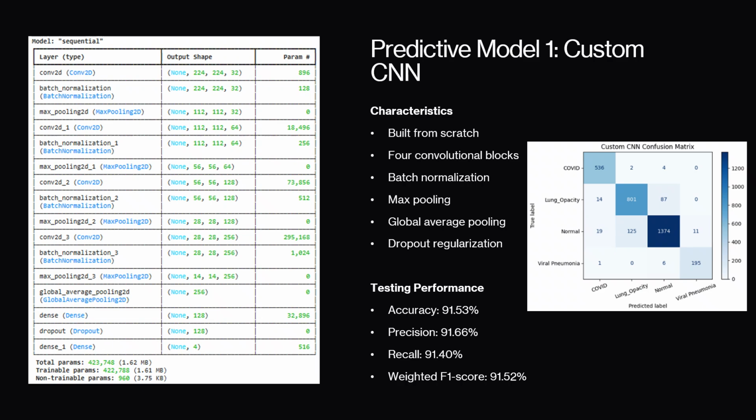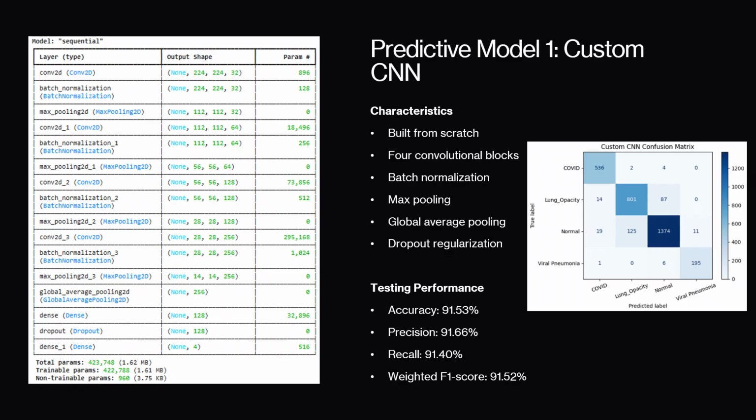Batch normalization layers were incorporated after each convolutional layer to stabilize training, while max pooling layers reduced dimensionality and preserved the most informative features. Following feature extraction, global average pooling reduced the feature maps into a single feature vector before classification. A dropout layer was also included to reduce overfitting by randomly deactivating neurons during training.